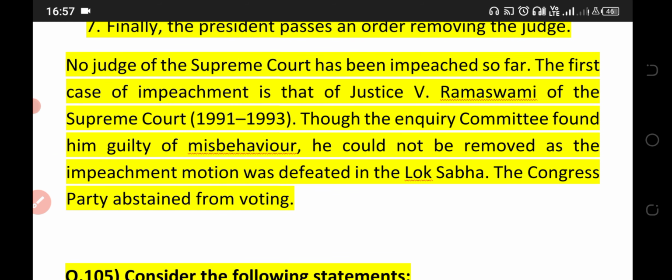No judge of the Supreme Court has been impeached so far. The first case of impeachment is that of Justice V. Ramaswamy of the Supreme Court in 1991 to 1993. Though the inquiry committee found him guilty of misbehavior, he could not be removed as the impeachment motion was defeated in Lok Sabha. The Congress party abstained from voting.